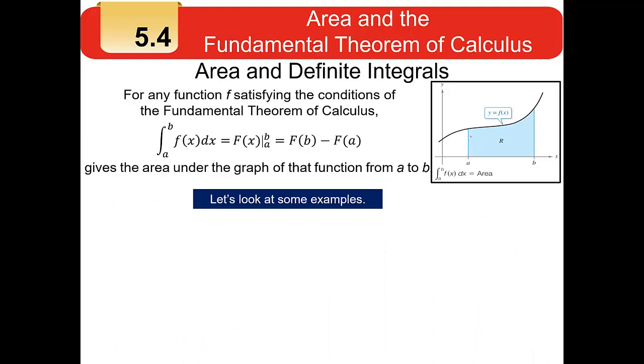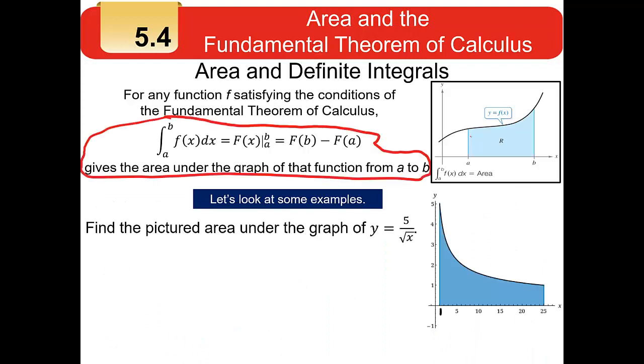Now, everything's not symmetrical. And if I ask you to find the area pictured on the graph of y equals 5 over the square root of x, you can see from the graph that that's not symmetrical at all. So this time you don't have an option of doing symmetry. You're going to have to do it from 1 to 25.